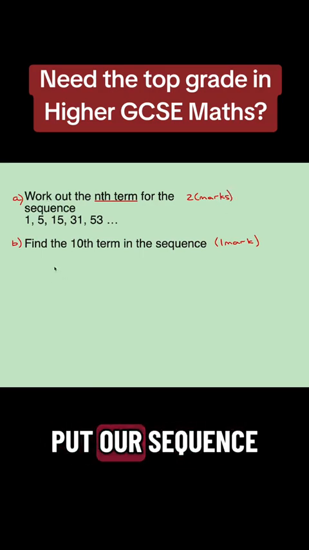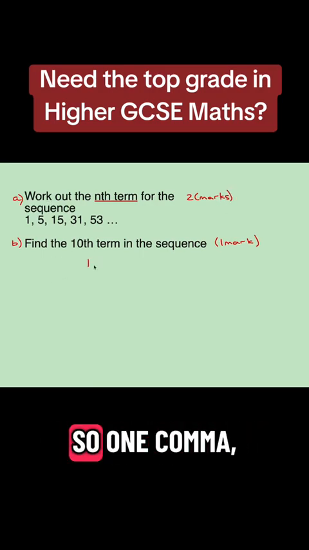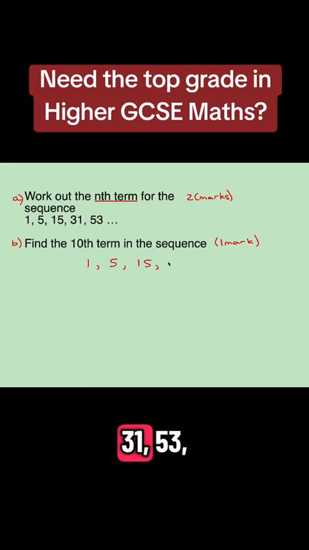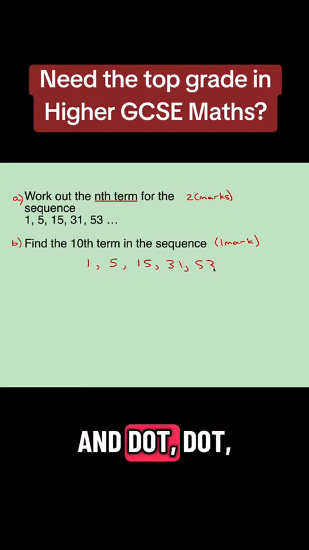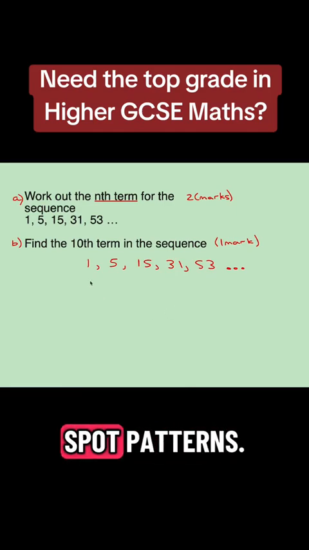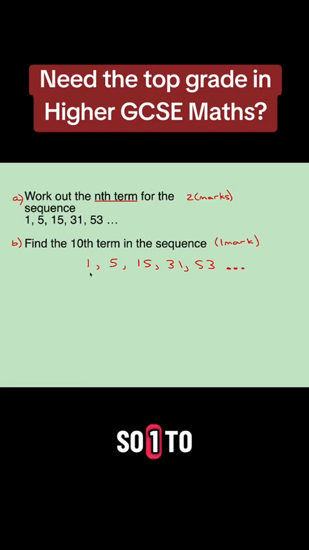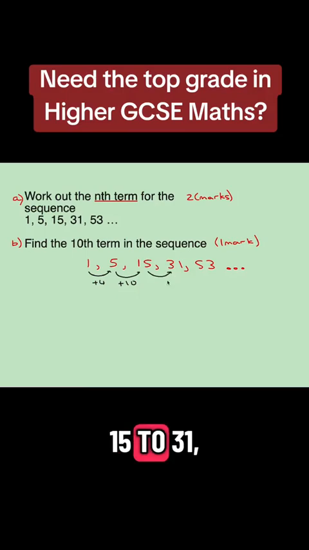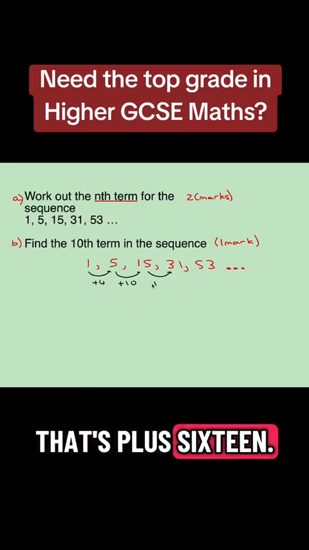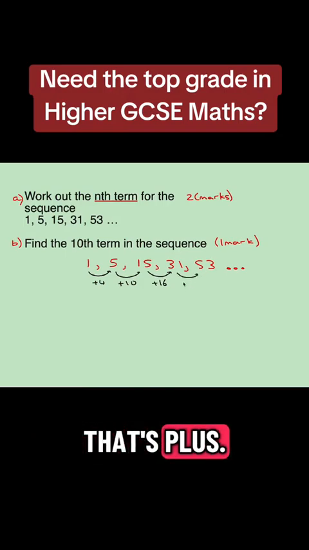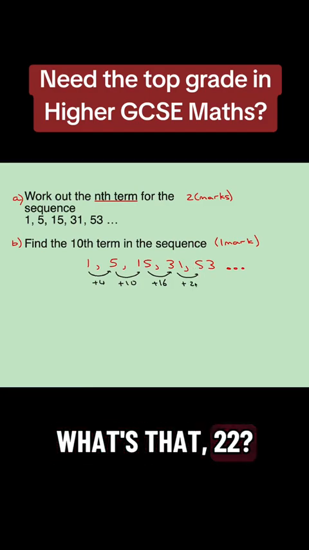So let's put our sequence down to give some room. So 1, 5, 15, 31, 53, and so on. First step is to try and spot patterns. So let's see what it's going up in. So 1 to 5 is +4. 5 to 15 is +10. 15 to 31, that's +16. 31 to 53, that's, what's that, 22?